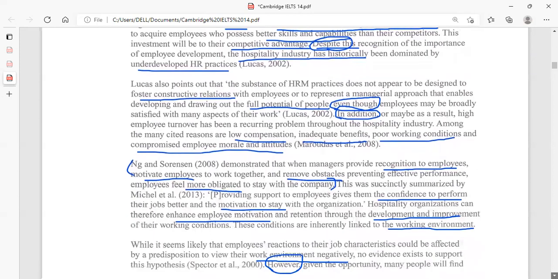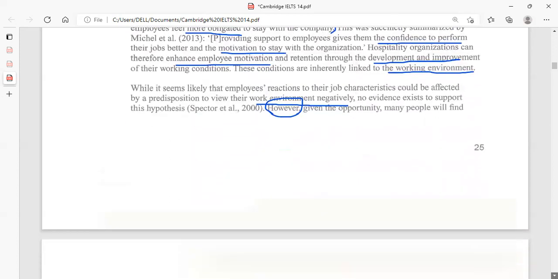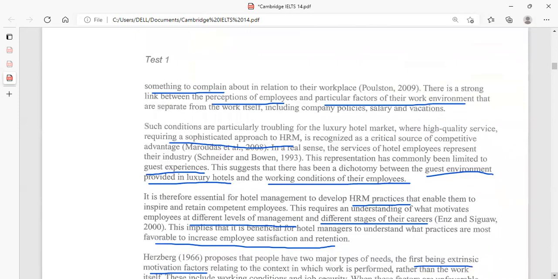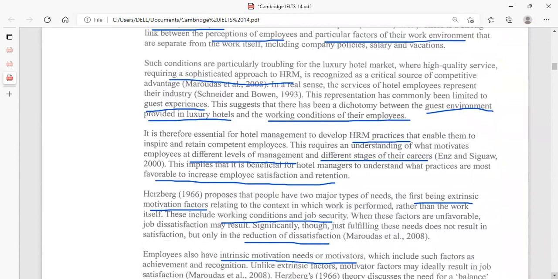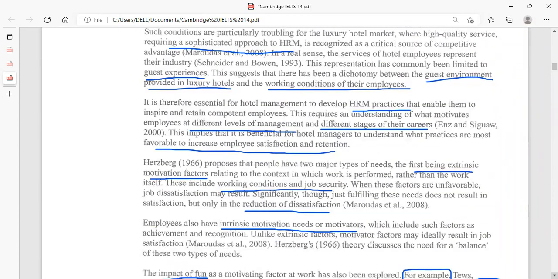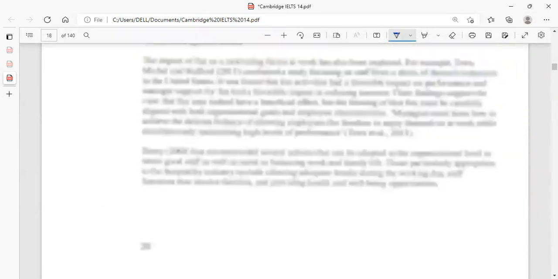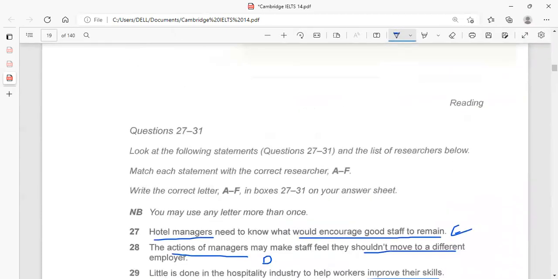Little has been done to improve the skill of the workers. Who says this? Ma'am, I said option B. Which is that? The Lucas. Lucas. Okay. Why did you say Lucas?